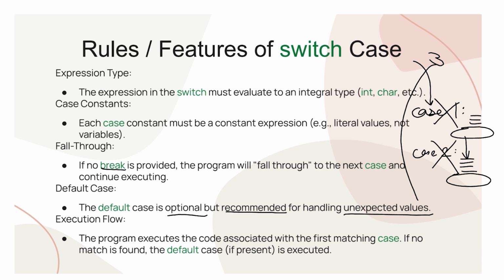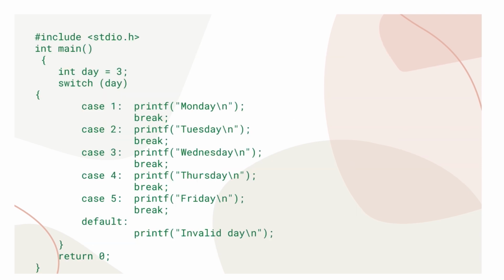Execution flow. The program executes the code associated with the first matching case. When the matching case is found, it executes and immediately jumps out of the switch block, and if it does not find any matching case, the default case will work if it is written. Let us see the program of using switch case.